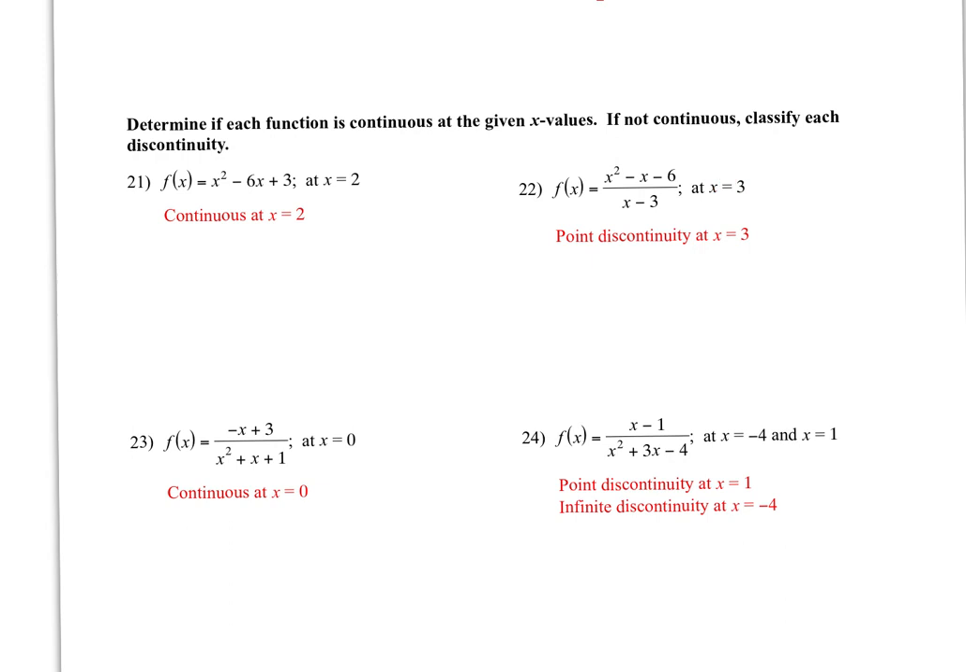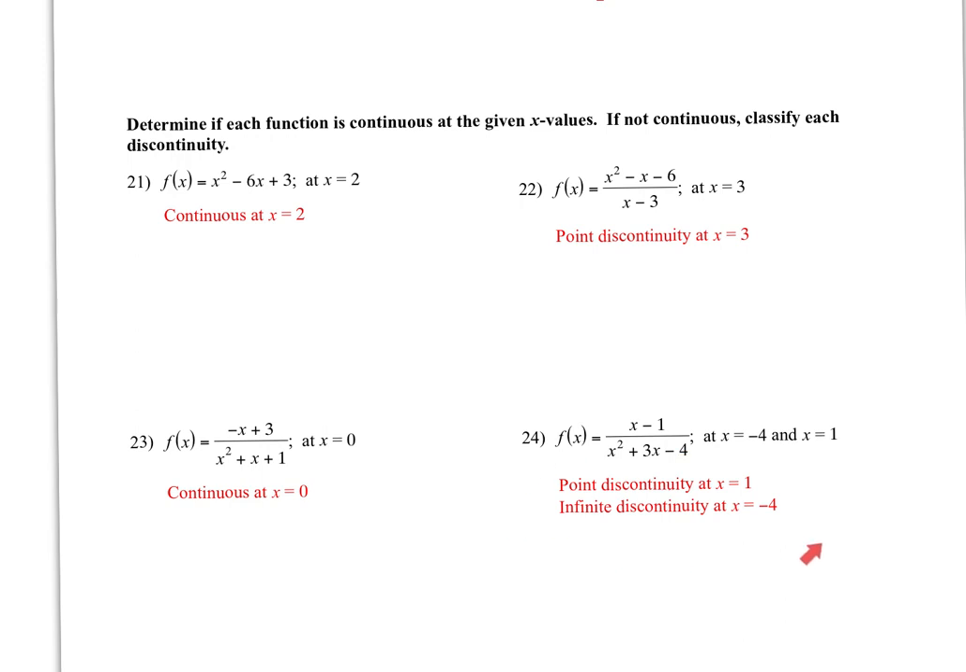So like 3 causes a problem because if I plug it in, I get a 0 in the denominator. Remember, point discontinuity is if you can remove it, right? It's a hole. So that means if I were to factor this guy, it cancels out. (x minus 3)(x plus 2) is how I would factor that guy up there, which means the x minus 3's cancel, which means it's removable.